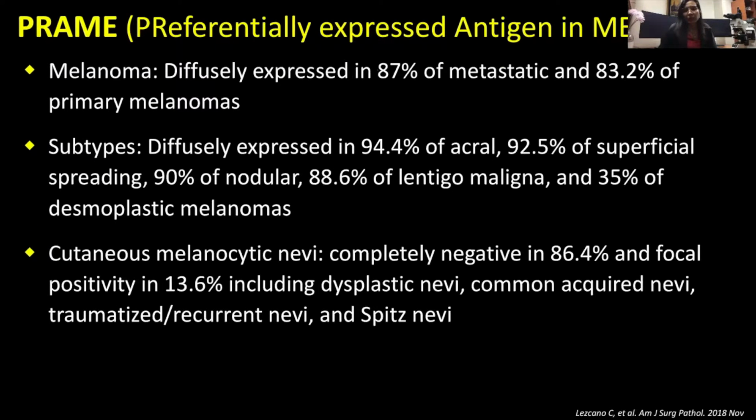So in terms of staining, melanoma should be diffusely positive. More than 75% of those cells should be positive with PRAME. It has been reported that more than 80% of metastatic and primary melanoma cases are diffusely positive for PRAME. And in cutaneous melanocytic lesions, up to 86% of cases are completely negative, with focal positivity in 14% of dysplastic nevus or other acquired nevus, including Spitz and traumatized nevus.